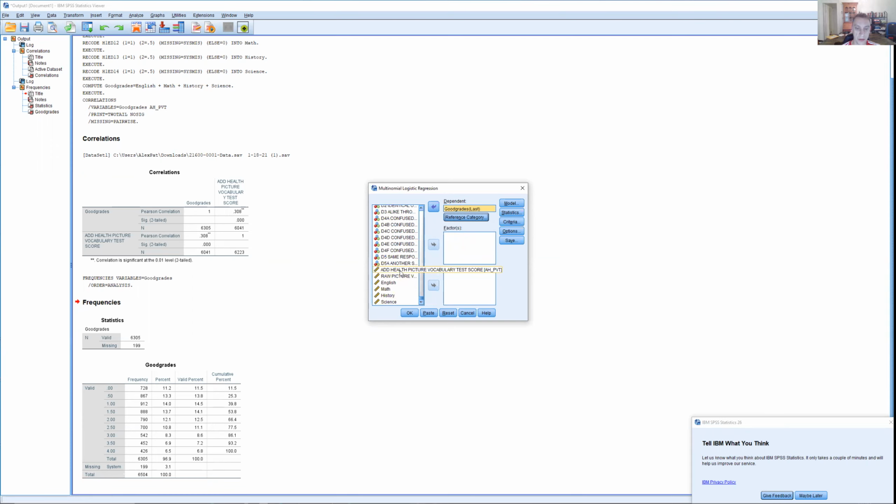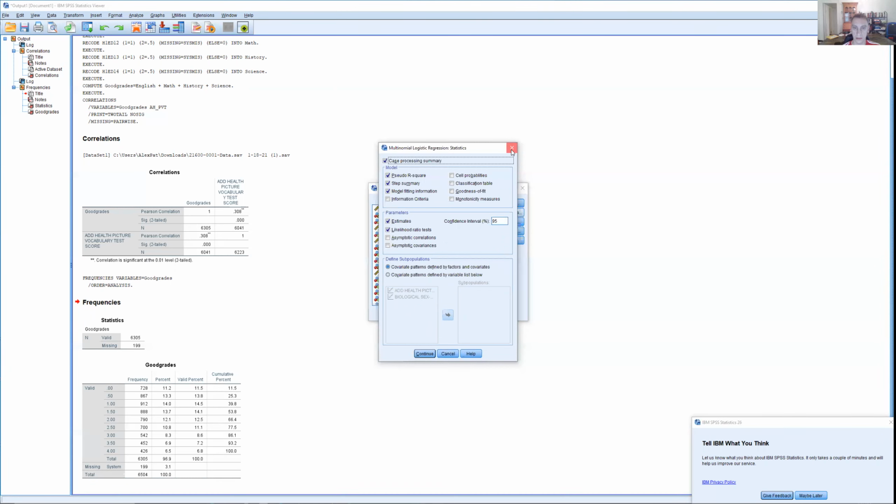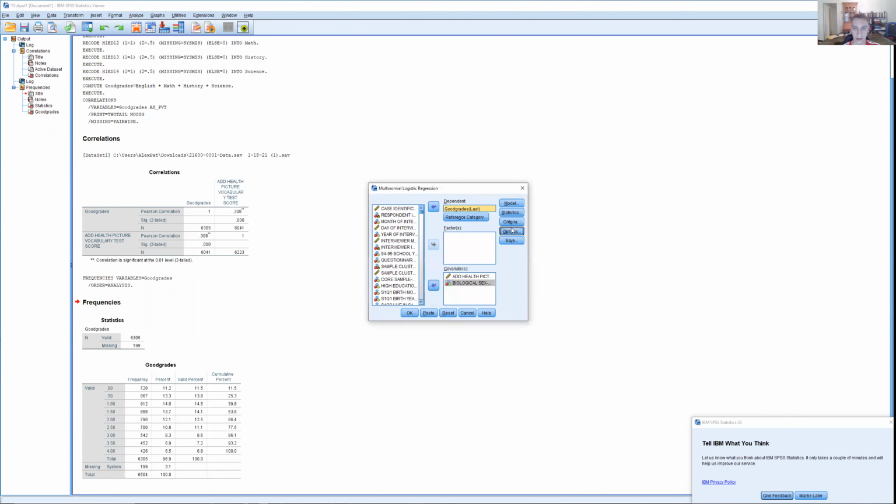So we'll put the picture vocabulary test in here as a covariate. And then, as a useful comparison, we'll put the variable for sex or gender in there as well. So sex and the picture vocabulary test score are predictors of good grades, of being in one of these categories, 0 through 4, and we can see the distribution there. Let's see what the results give us. Let's see if there's anything else I want to pick here. I don't think so. Let me just double check.